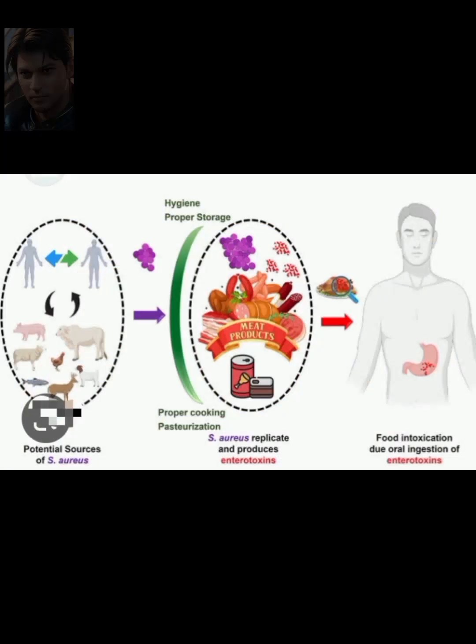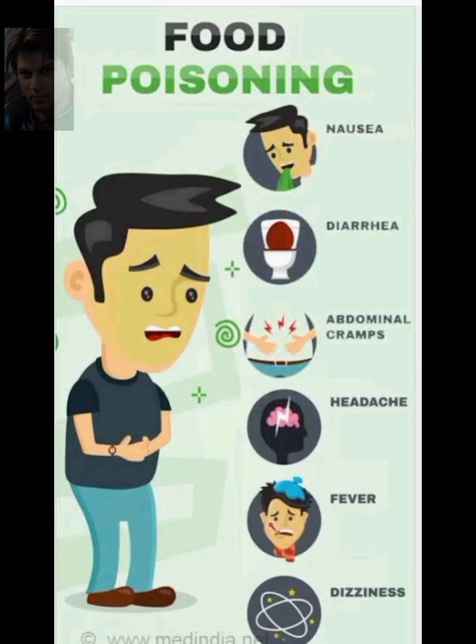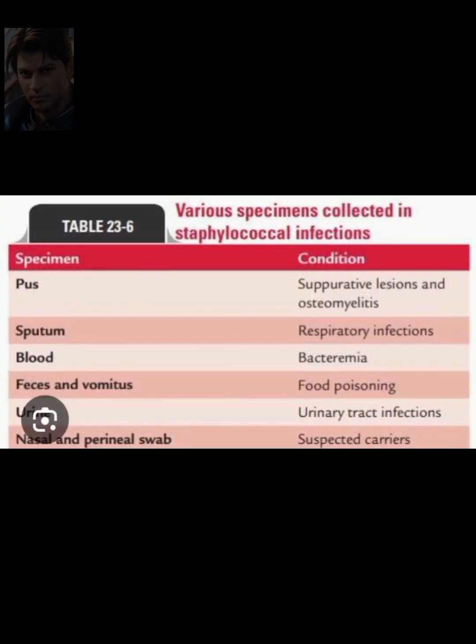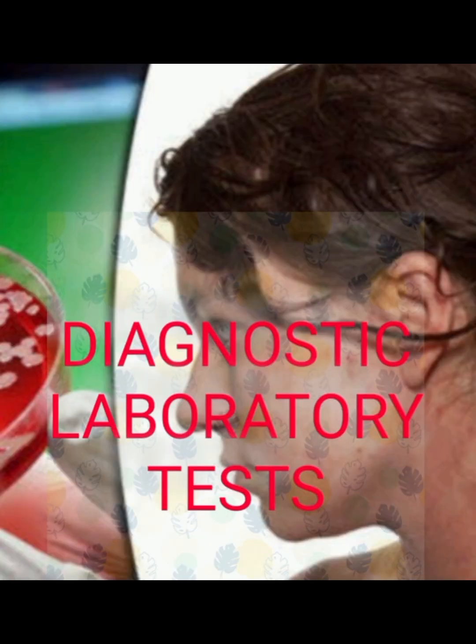Also, it causes food poisoning. The enterotoxin is produced by Staphylococcus aureus in carbohydrate or protein foods. The incubation period is 1 to 8 hours, which is short due to the preformed toxins. The clinical findings include violent nausea, vomiting, diarrhea, rapid convalescence, and no fever. And these cause serious irritating effects in patients. Now we come to the diagnostic laboratory tests.